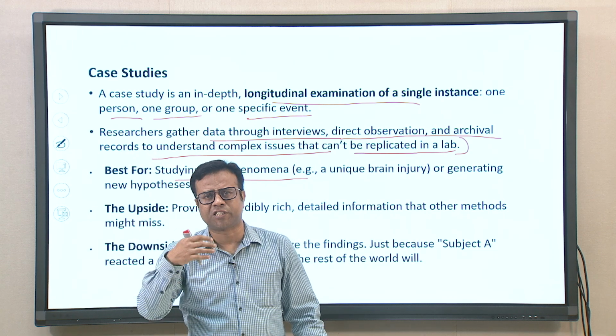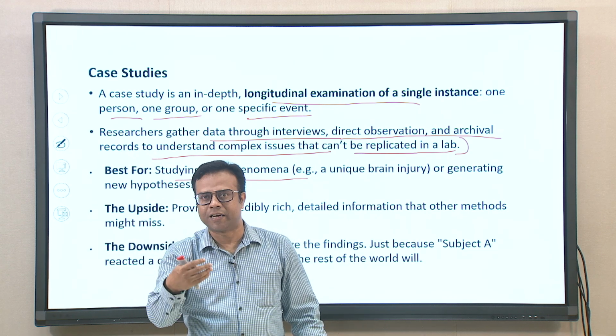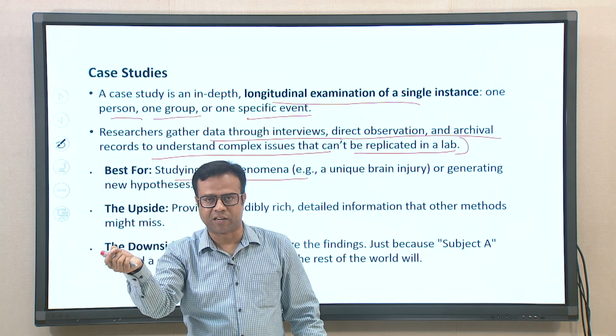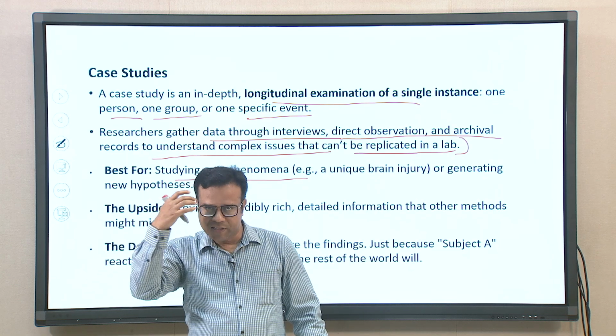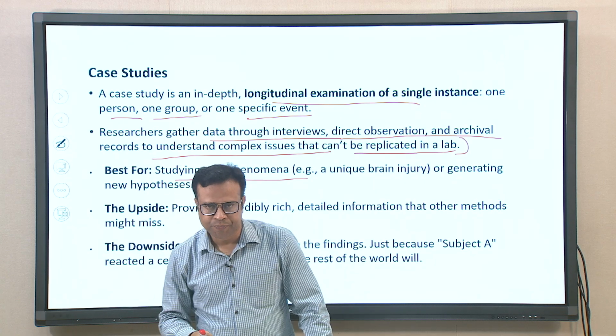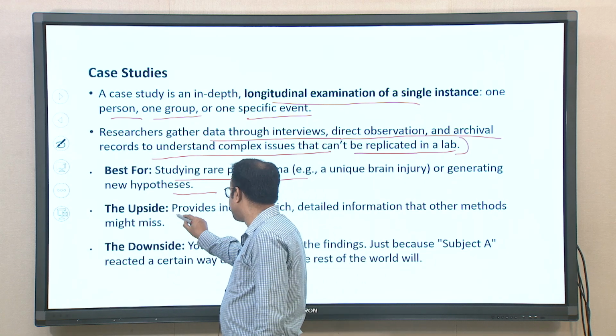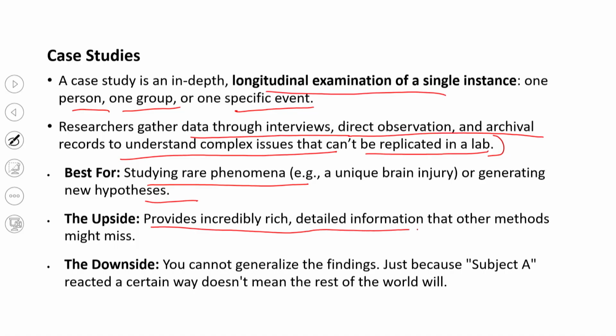In medical science, a lot of such case studies are used to understand what is the possibility when some kind of damage happens in a certain part of the body or brain. So, these are typically done through case studies for generating new hypotheses. What is the upside of it? It provides incredibly rich, detailed information that many other methods might miss, because you are studying a particular case in detail. So, you can get very rich information. Okay. So, that is the positive side of it.